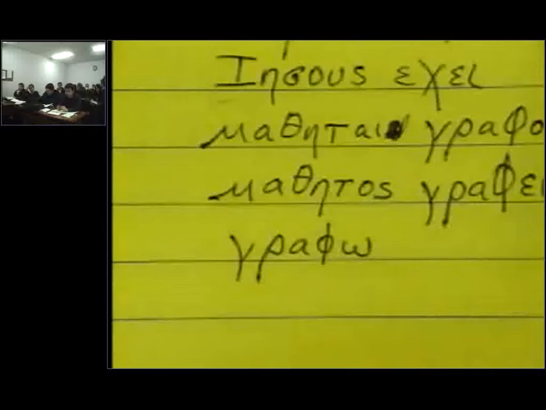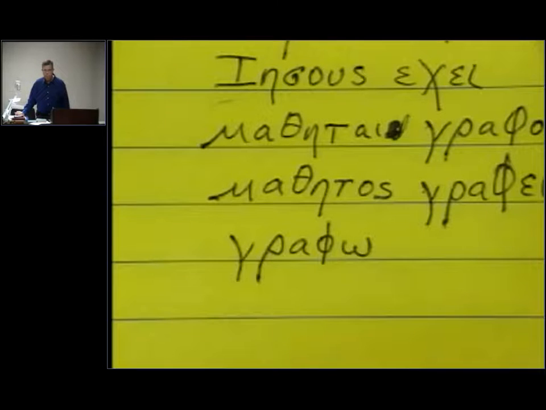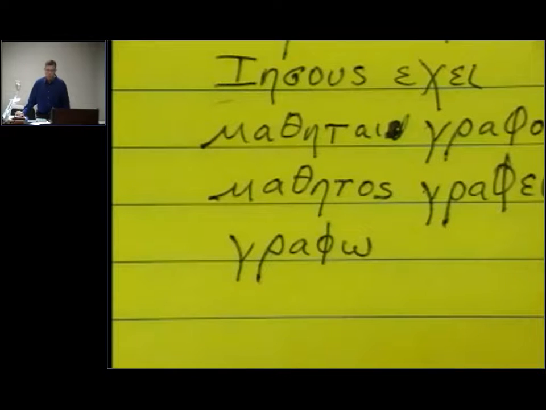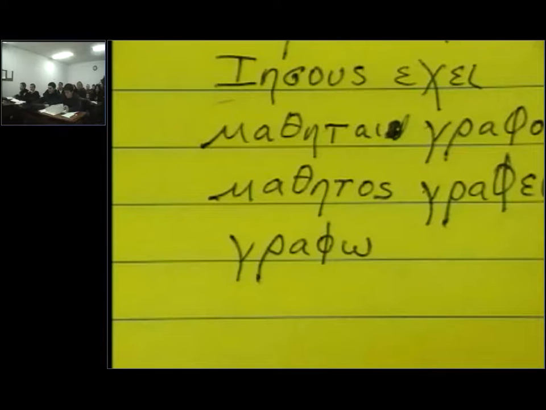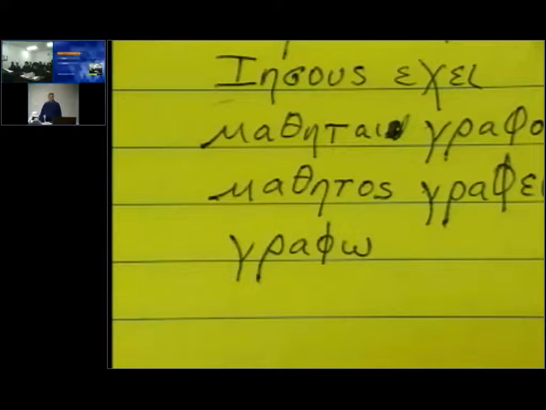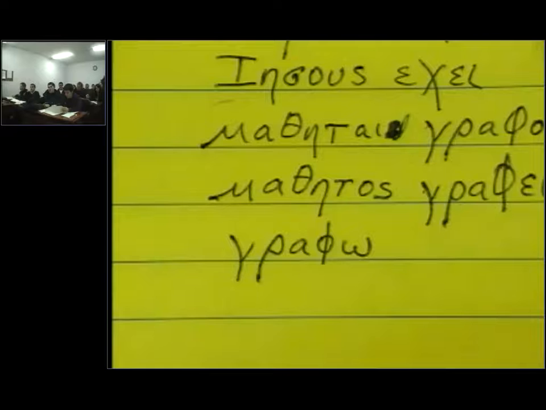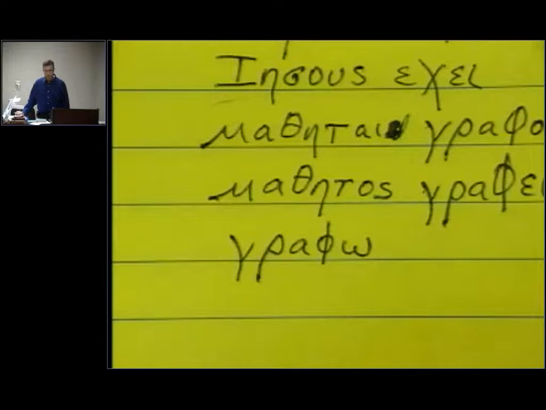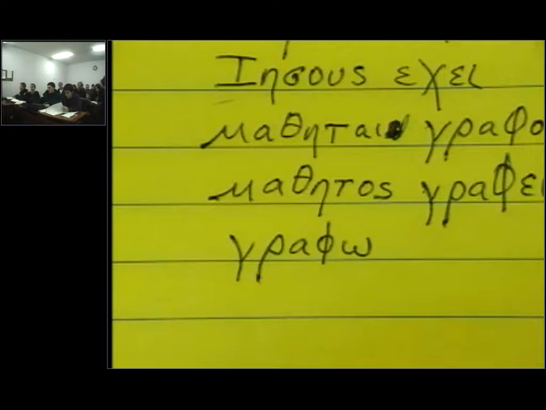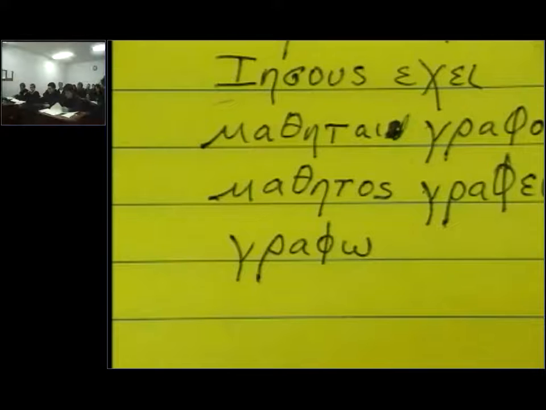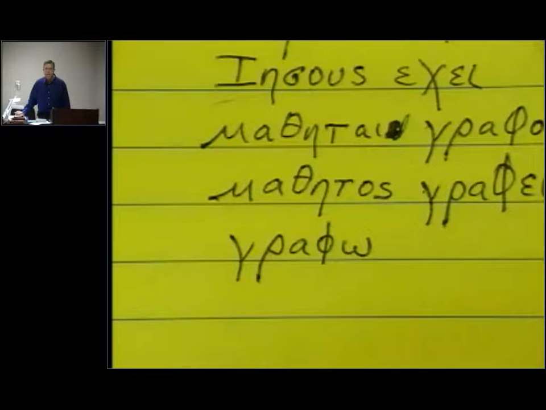All right. Grapho, graphes, graphei. Graphomen, graphete, grafusi. Lego, leges, lege. Legomen, legete, legusi. Echo, echeis, echei. Echomen, echete, echusi. All right, another verb.